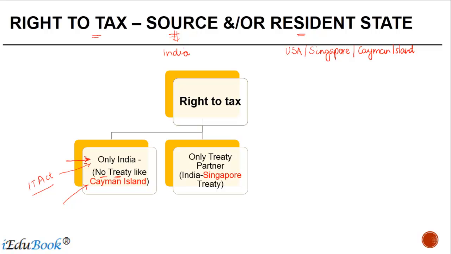The second situation could be that it is only the treaty partner which has the right to tax capital gains. An example of this is the India-Singapore Treaty. Of course, there may be conditions attached to it, right? But if those conditions are satisfied, and if the seller is a tax resident of Singapore, then the capital gains will be liable to tax only in the country where the treaty partner is, right?